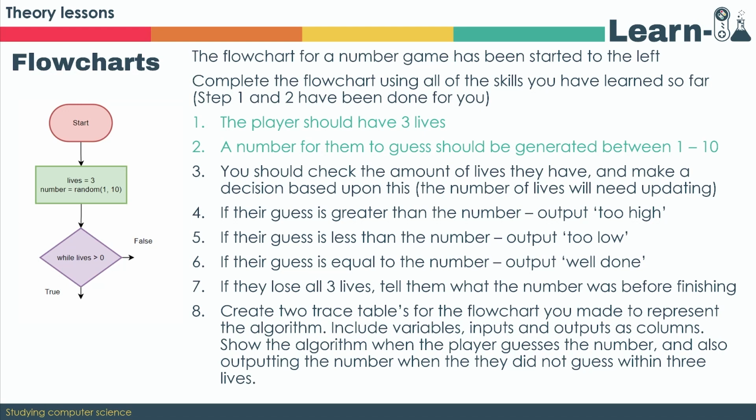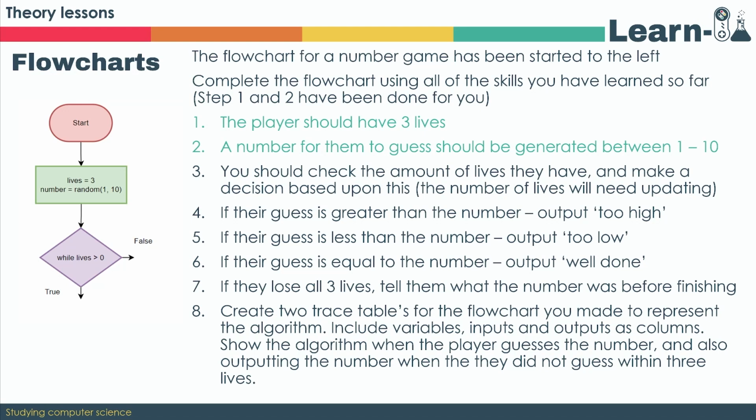You're going to give a user 3 lives, and then you're going to generate a random number between 1 and 10. What you're going to then do is check to see how many lives they've got. If it's still greater than 0, you're going to allow them to input a number. At that point, you're going to check the number they've inputted against the random one you've created.